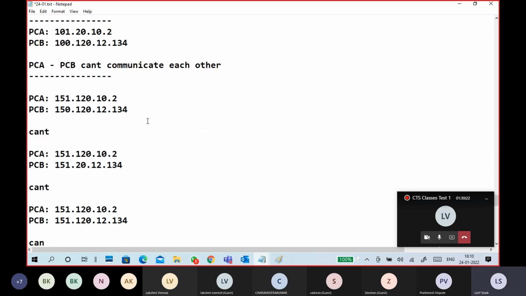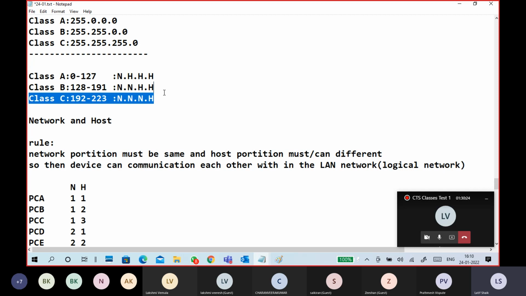Simply it is like numbering each device with a certain number along with your name. Okay, guys, understand network portion and host portion.